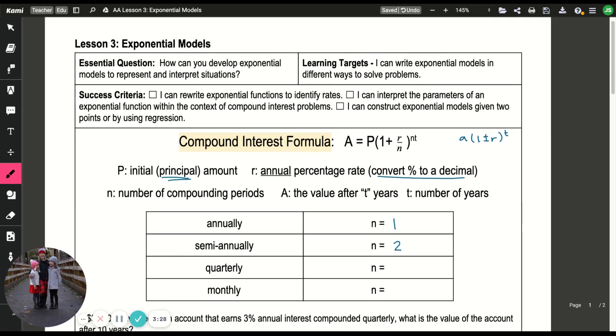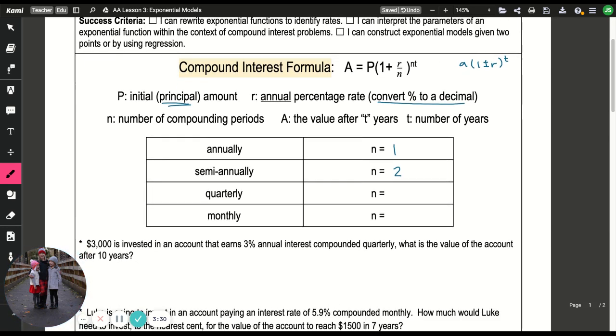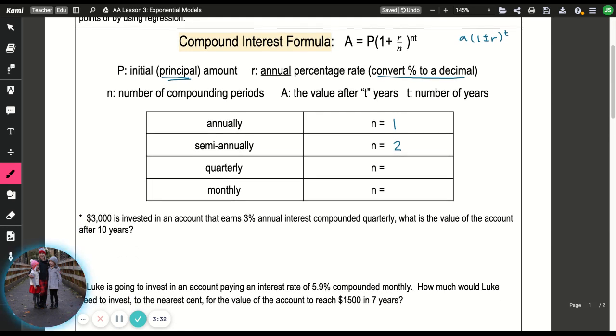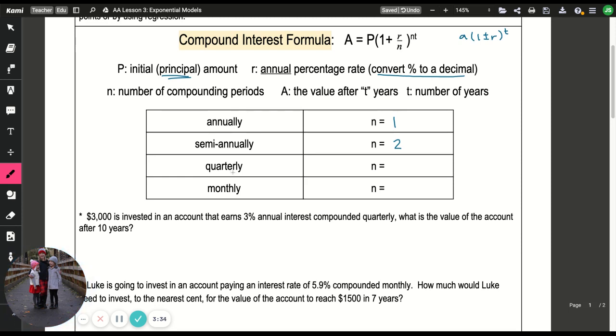Quarterly, so like quarter, right? How many quarters are there in a dollar? 4. There are also 4 quarters in a football game. There are 4 quarters in a year. So quarterly means 4 times every year. Monthly, obviously, there are 12 months. So if you're getting it compounded monthly, that's 12 times.